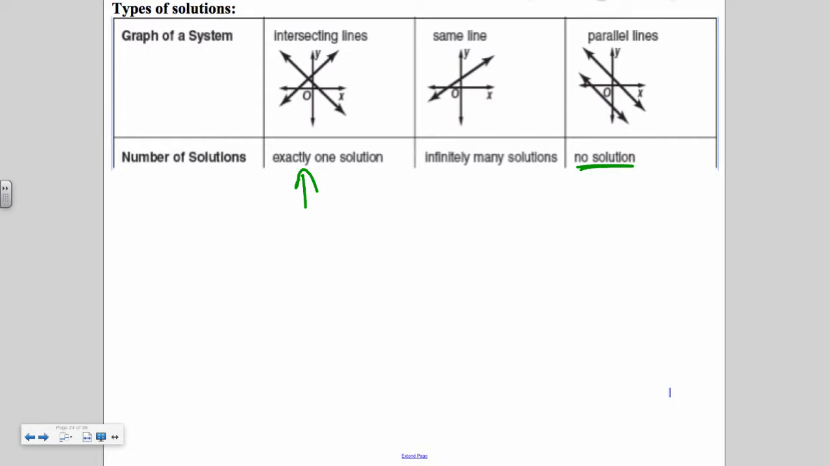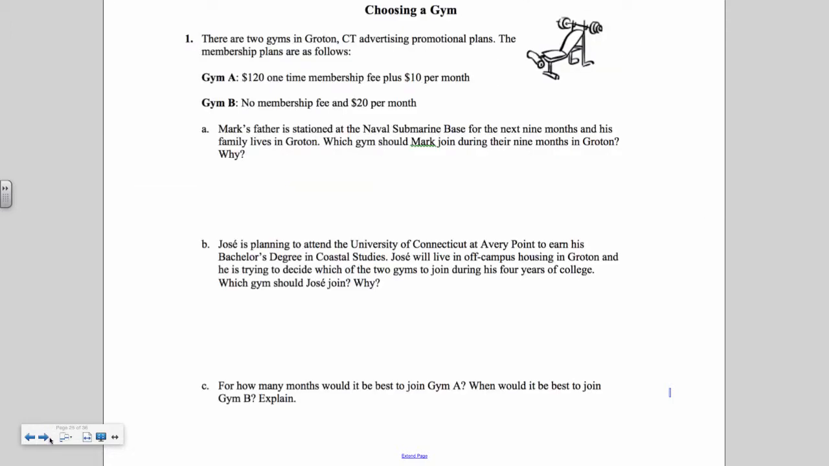So you're asking, where am I ever going to use this? Well, the most common example is when you are pricing things out. So in this example, we're pricing things out for a gym. So there are 2 gyms that offer memberships. So the first gym offers $120 one-time membership fee plus $10 per month, while gym B offers no membership fee and then $20 per month.